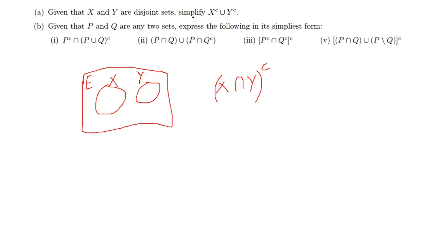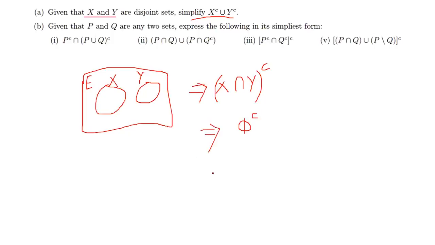So the question is saying simplify this part here. X and Y are disjoint sets, and if two sets are disjoint, they have no intersection. So x intersection y is simply an empty set, since the sets are disjoint. And then what is the empty set complement? These are just simple steps for solving that question.